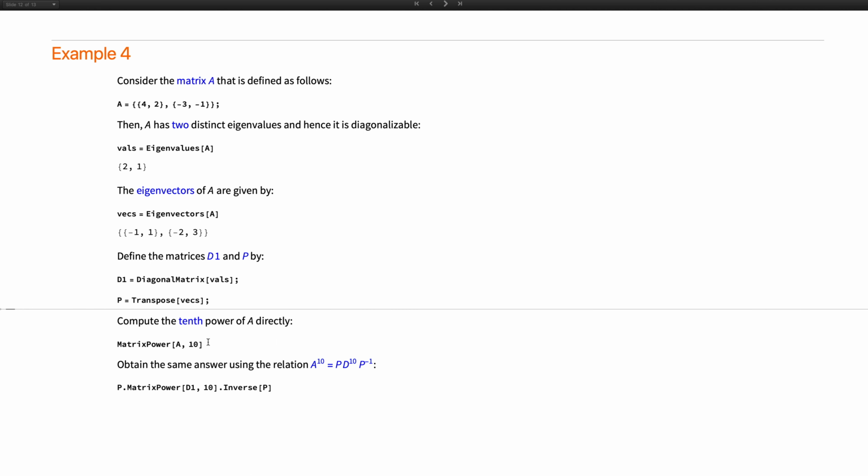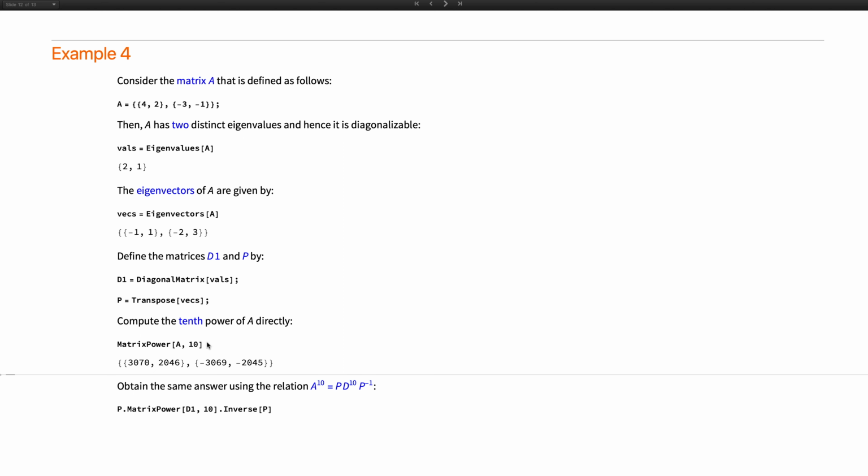Now, what you could do is work out, let's say, the 10th power of A directly, or you could use the relation which I just stated earlier, that A raised to 10 is P times D raised to 10 times P inverse. Let's do that over here. So you do P times the MatrixPower of D1 raised to 10 times the inverse of P, and you do get back just the same result. So that's a very nice application of the idea of diagonalization. Namely, you can find the powers of a matrix by finding the powers of the diagonal matrix over here.